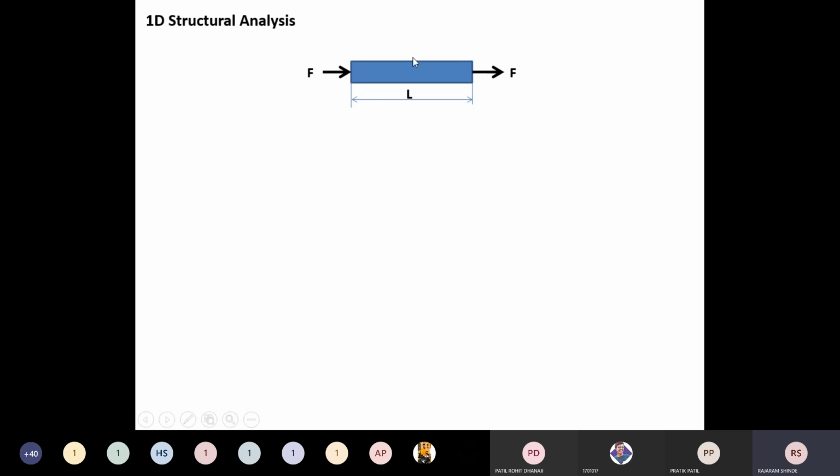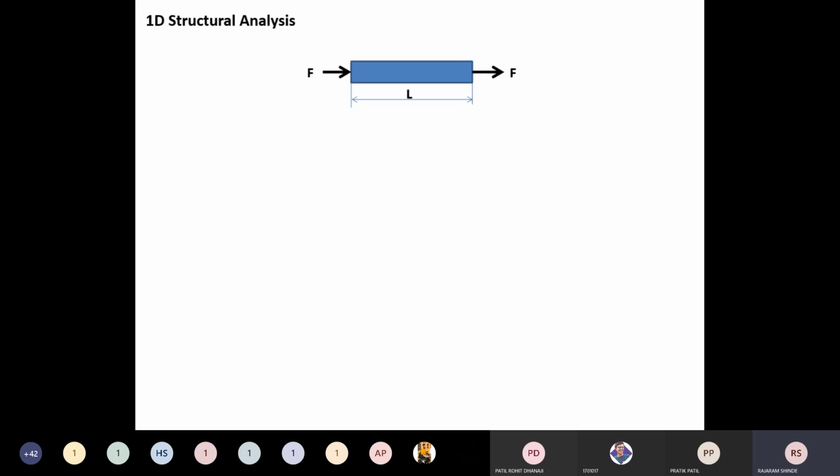Now this is a structural member. It has length L and suppose cross-sectional area A. We want to do the analysis of this. That means we are going to formulate the finite element equation, and after that formulation, we are going to calculate the stresses and strains in this, and that completes the analysis. The first step in the finite element method is discretization.